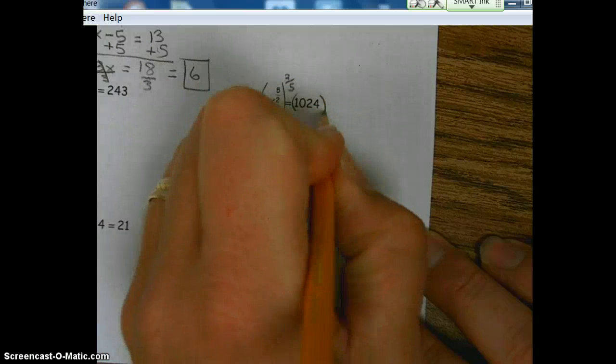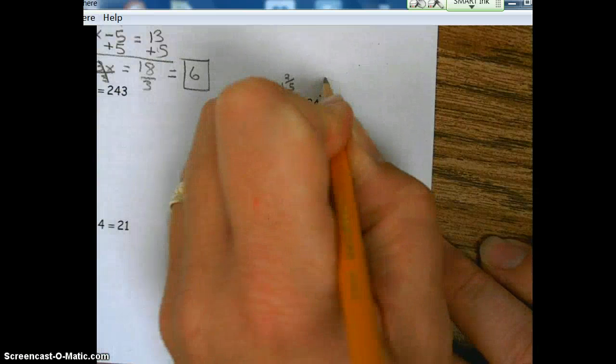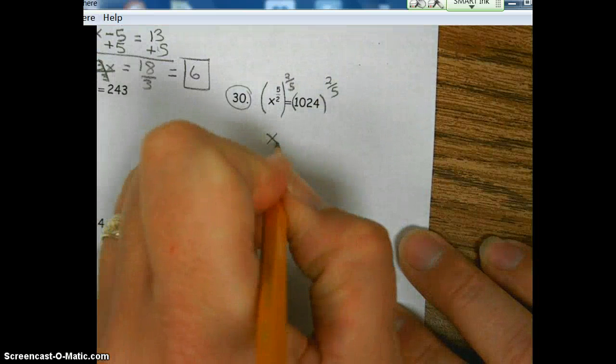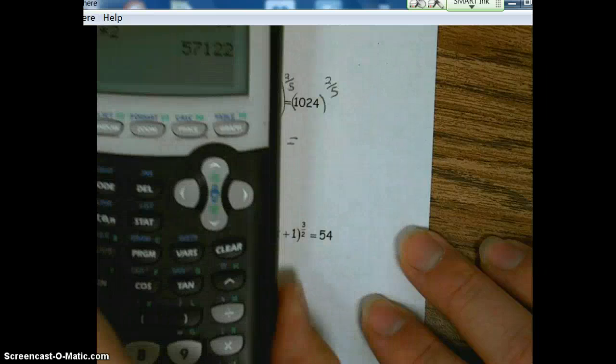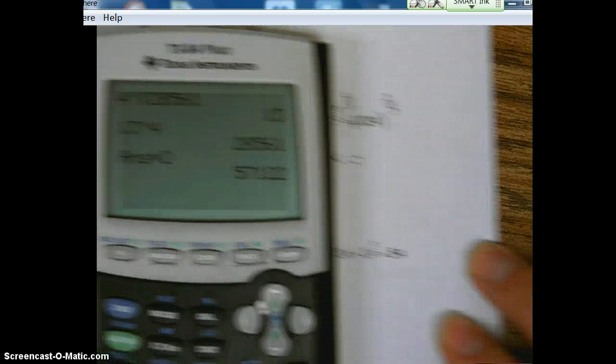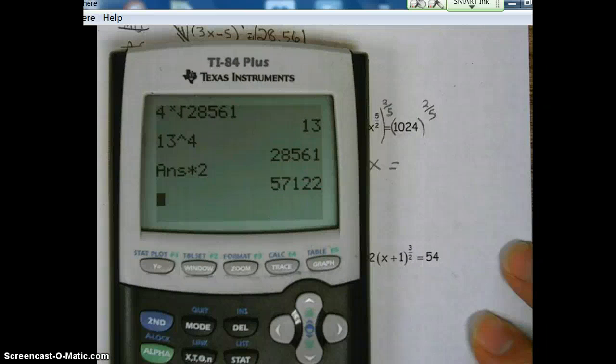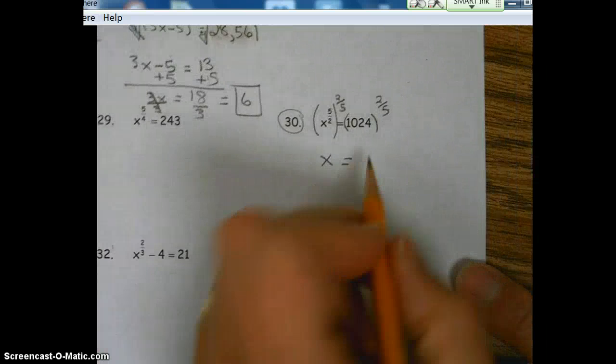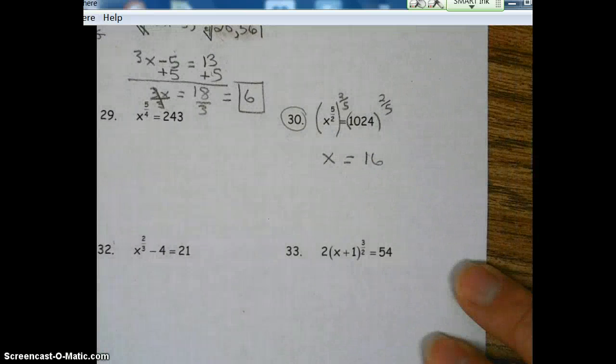So remember, whatever you do to one side of the equation, you have to do the same thing to the other side. So we end up with x equals, all right, let's go ahead and plug this in. 1024. I can't do this in my head. I know Gabriel can, but not me. 2 fifths, 16.